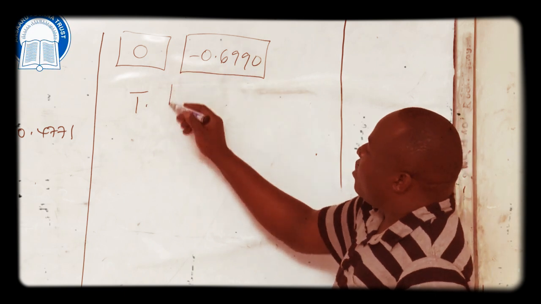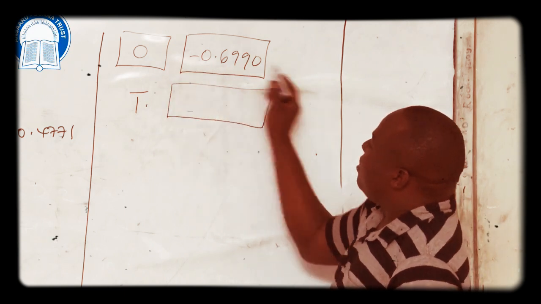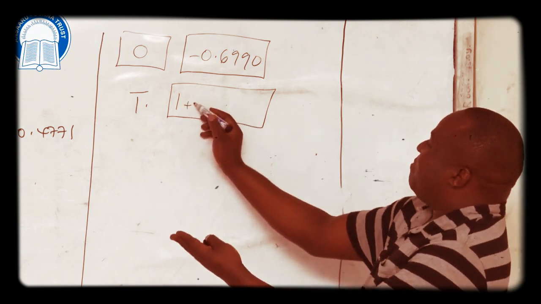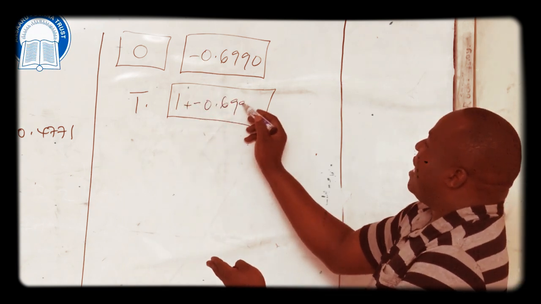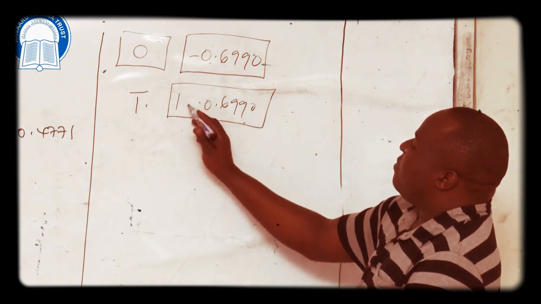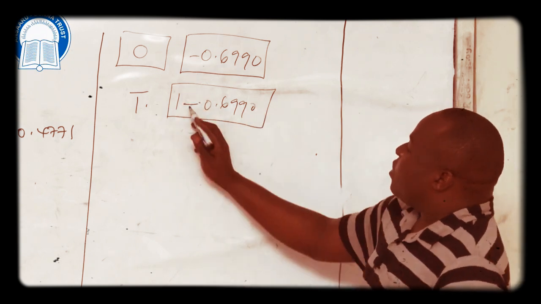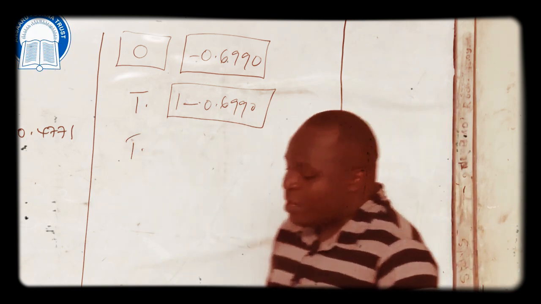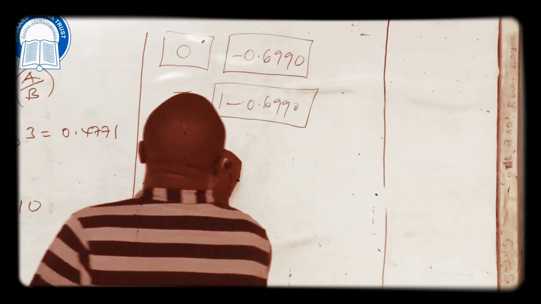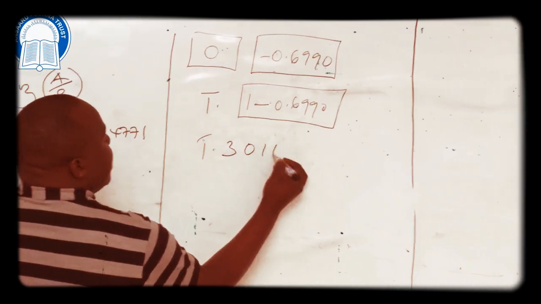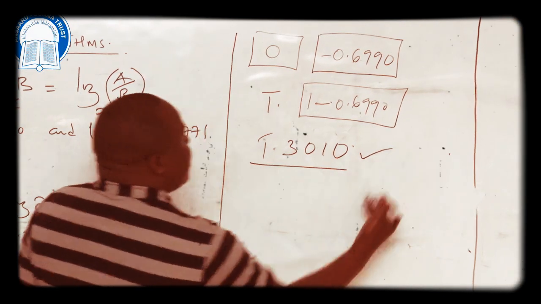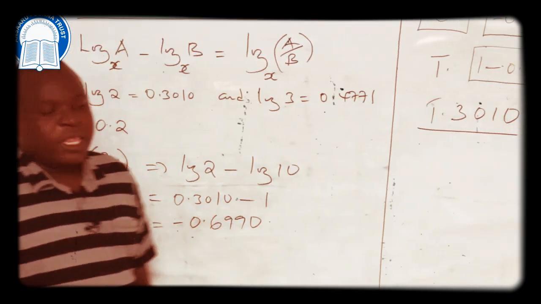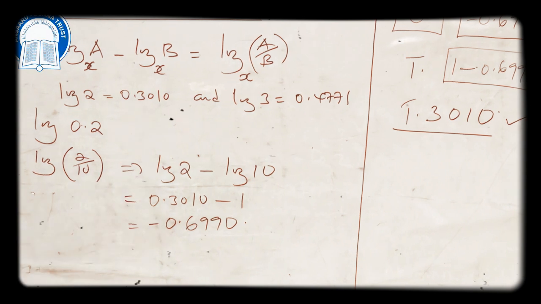Then the 1 I borrowed, I'll add to this value. So it's 1. You say adding, it's like plus minus 0.6990, which is actually the same as minus. So then, if you solve this out, you will end up getting bar 1.3010. This is the correct answer. So the correct value of this is actually given by that. I hope the explanation is clear.